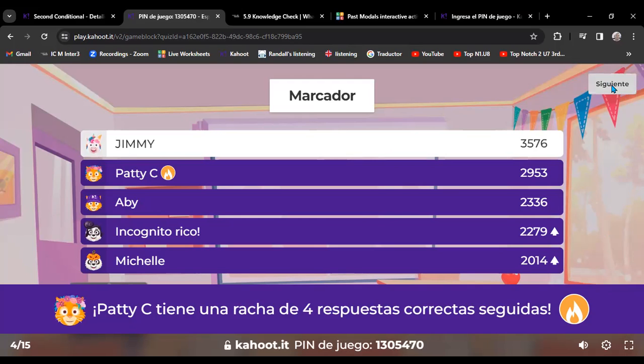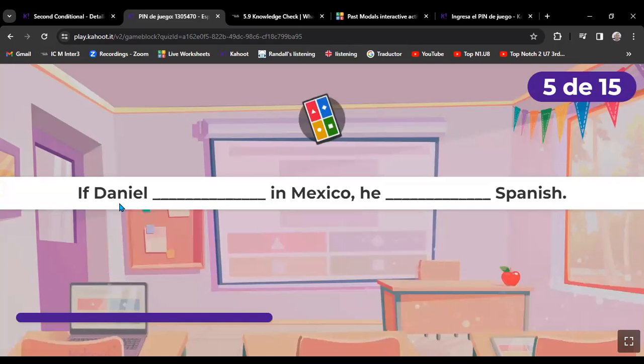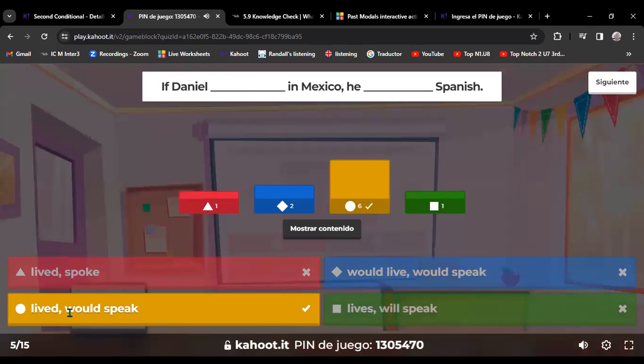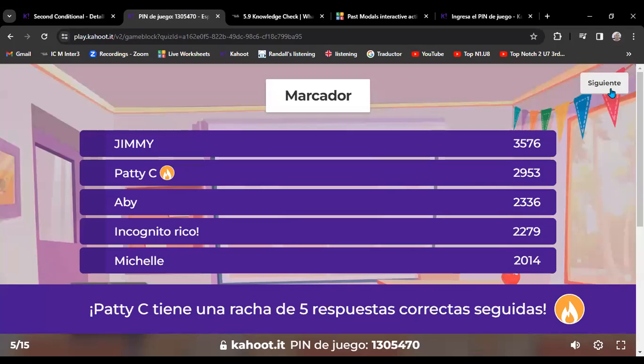Solo para terminar. If no, we are gonna stop the game and we're gonna do another activity, okay? Okay. So, if Daniel blank in Mexico, he Spanish. La opción roja, lead spoke. The yellow option, lead will speak. The blue one, will speak. The green one, leave, will speak. Okay, I'm gonna send you a picture. So, the option is yellow one, right? If Daniel live in Mexico, he will speak Spanish. Si Daniel viviera en México, él hablaría español, right? He will speak Spanish. Okay, the next one.